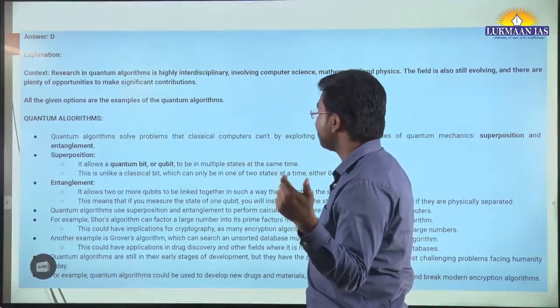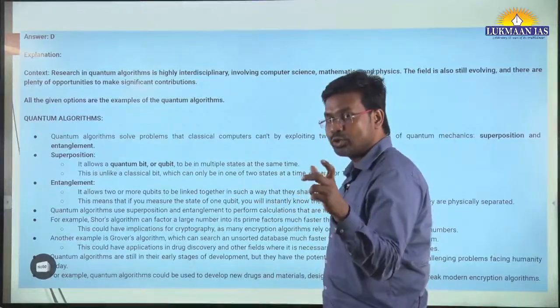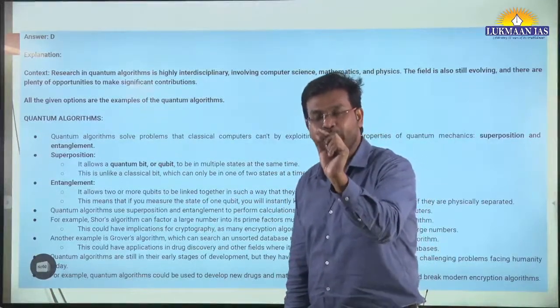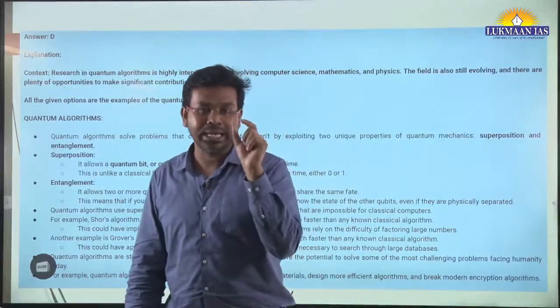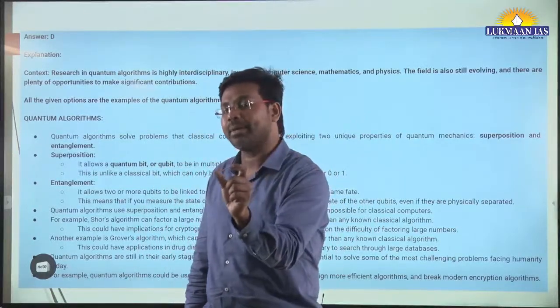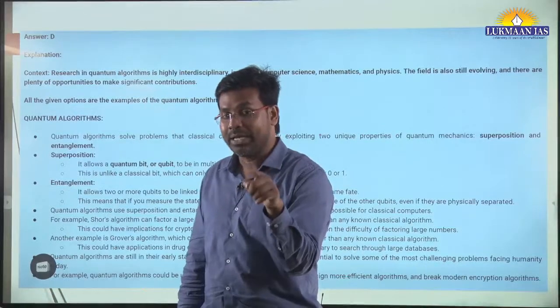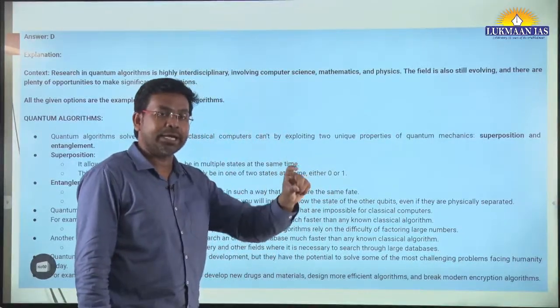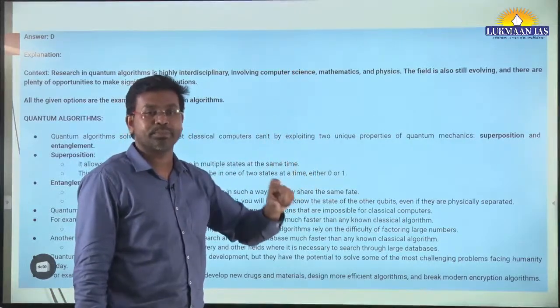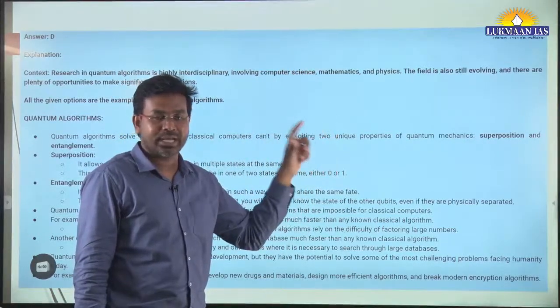Then we have, let's say, the principle of entanglement. Superposition means the same qubit can exist in multiple states at the same time. It can have a 0 state and a 1 state at the same time. Entanglement means the property of one qubit is dependent on the property of another qubit, which may be at a far distance, right? That's the thing.